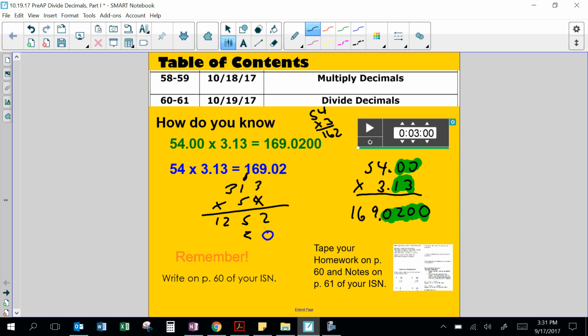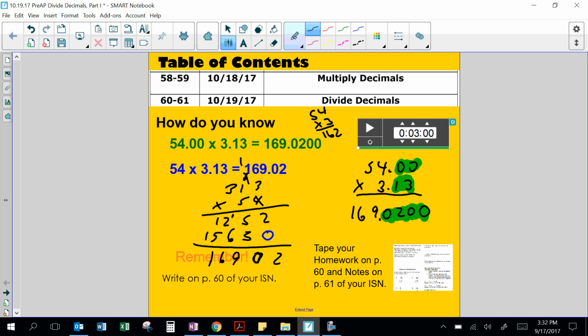5 times 3 is 15, carry the 1, 5 times 1 is 5 plus 1 is 6, 5 times 3 is 15. If you add all of this up, 2 plus 0 is 2, 5 plus 5 is 10, carry the 1. 6, 2, and 1 is 9. 5, 1 is 6. We have 169,02.